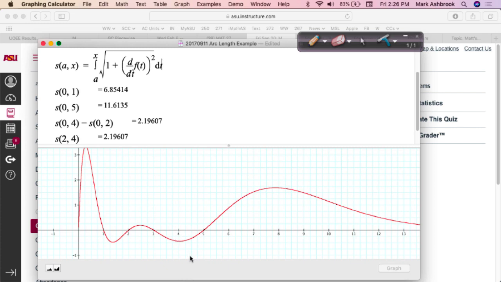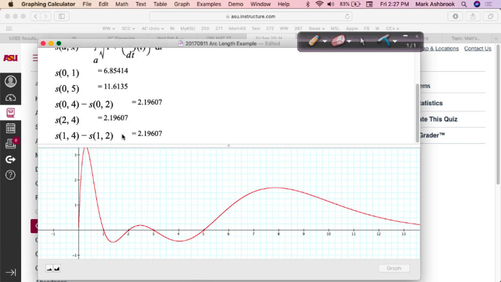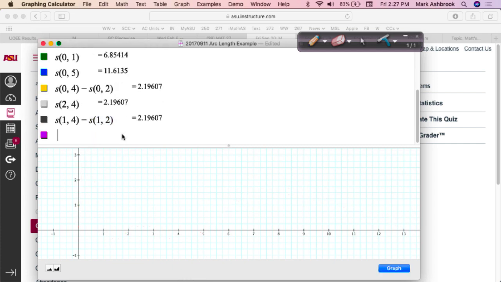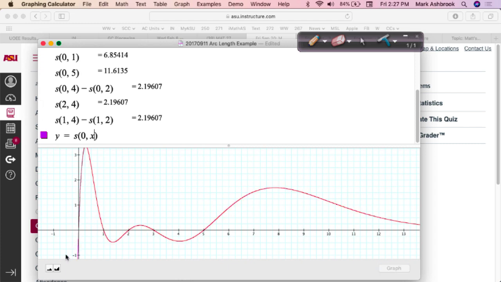So it's not going to be a straight line, but what will definitely be true about it? Will it ever decrease? No, so it'll always increase, but it'll increase at different rates. So let's do that just real fast. How do I graph the arc length function then? Y equals S of 0, x. I need 2 arguments, right? So 0, I want to graph it starting from 0.